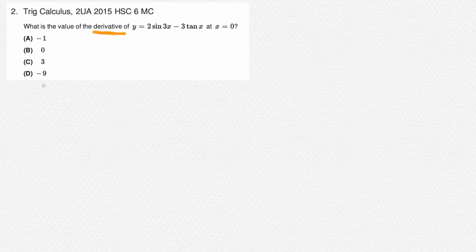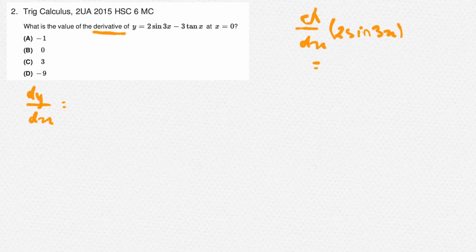What is the value of the derivative of y is equal to 2 sine 3x minus 3 tan x at x is equal to 0? So for this question, they are also asking to find the derivative. The derivative of 2 sine 3x minus 3 tan x. So what is the derivative of 2 sine 3x? The derivative of 2 sine 3x would be the derivative of 3x, which is 3, times by 2, which is equal to 6. And now you keep the rest of the term the same. So the derivative will be 6 cos 3x.